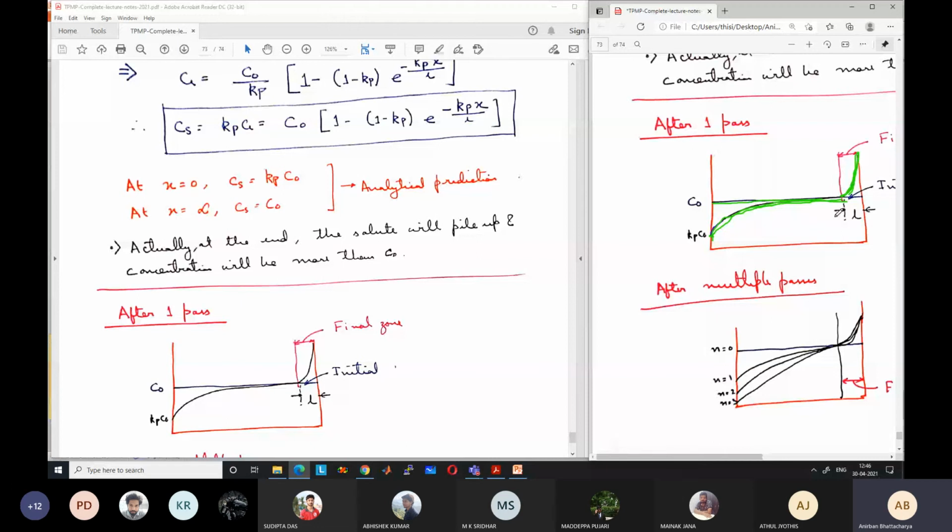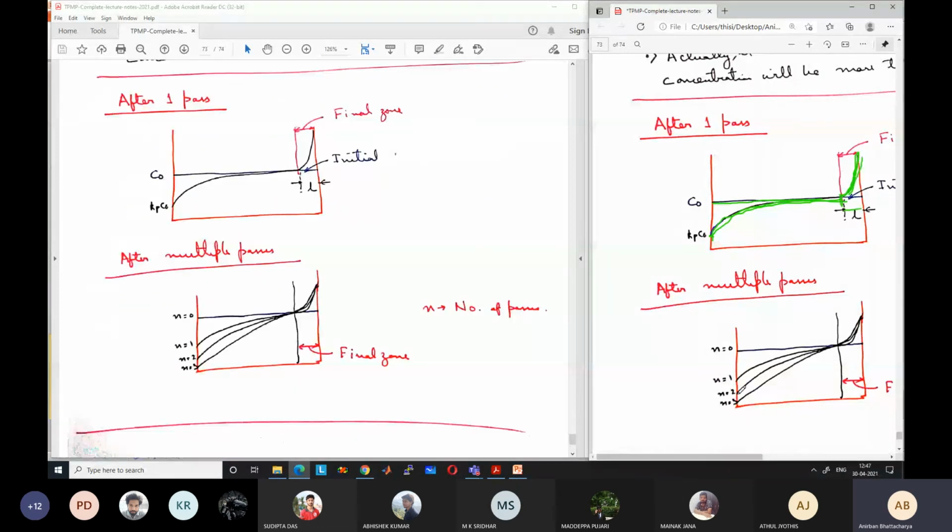If you have multiple passes, after the second pass, again there will be a decrease in concentration, because the original concentration now is this concentration. The new concentration will be like this. And after the third pass, again the new concentration will be like this. So the concentration keeps on decreasing. After multiple passes, you have a much more pure material as compared to the initial material. So this is the analysis of the zone melting process.